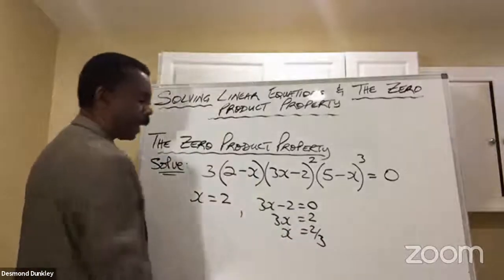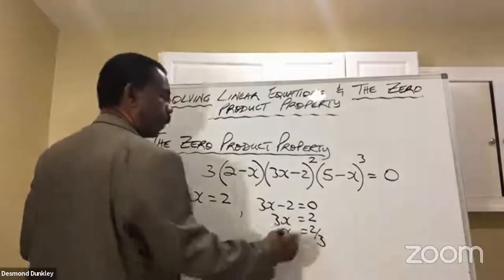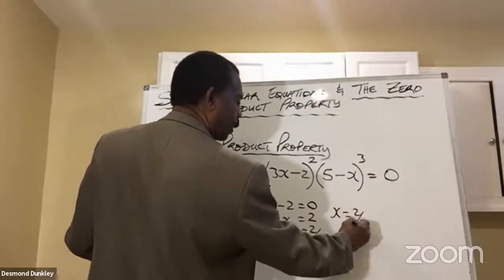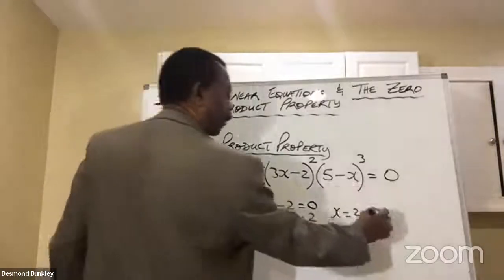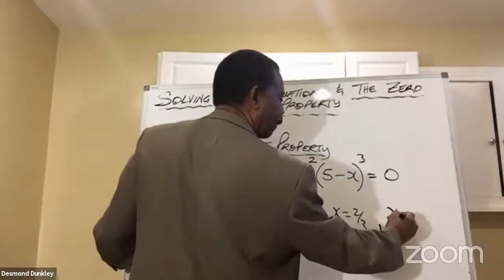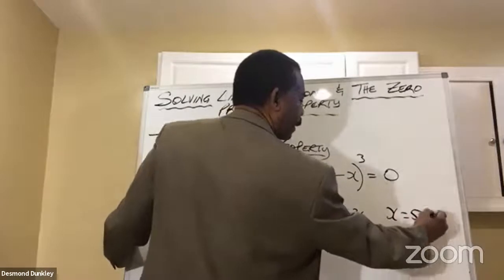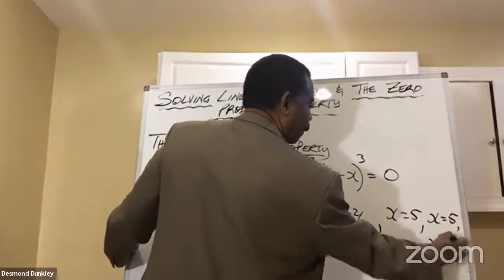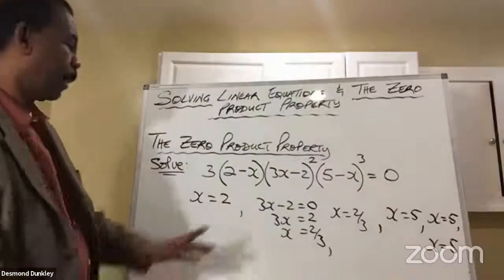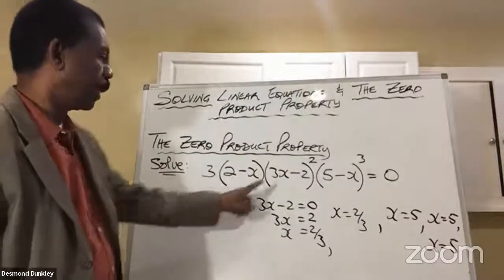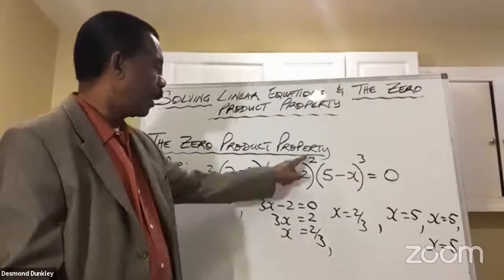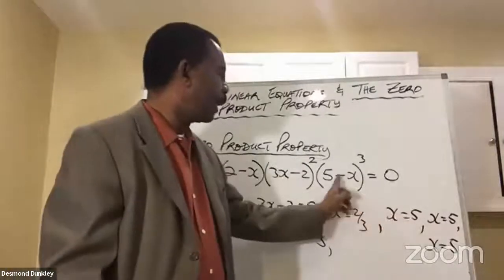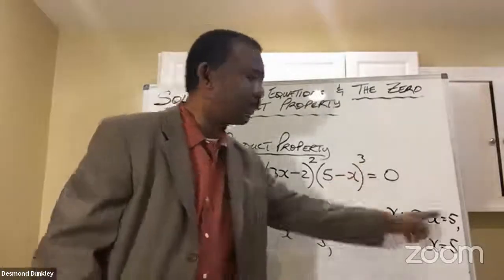And we're going to write that twice. So x equal to 2 over 3. Then x equal to 2 over 3. And then from here, we end up with x equal to 5, three times. So let's go. x equal to 2. x equal to 2 over 3. x equal to 2 over 3. x equal to 5 three times.